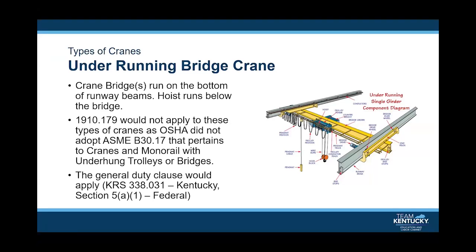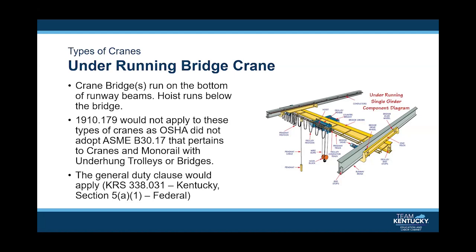Unbeknownst to some employers, 1910.179 does not apply to underhung cranes. This is due to OSHA not adopting the ASME standard, the current one being B30.17, into Part 1910. The general duty clause would apply, as underhung cranes do have industry recognized hazards associated with them that, when employees are exposed, can result in serious injuries or death.